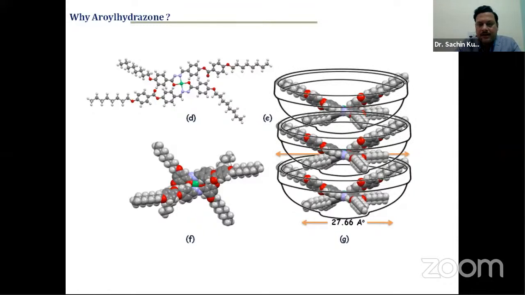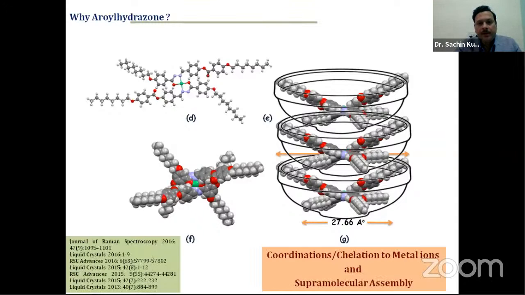So you can see that it is a core that has a very wide possibility of stimulus responsiveness to get different mesophasic behavior, as well as to modulate its structural features to get different liquid crystals according to our need, and that is the wide possibility of its chemistry.